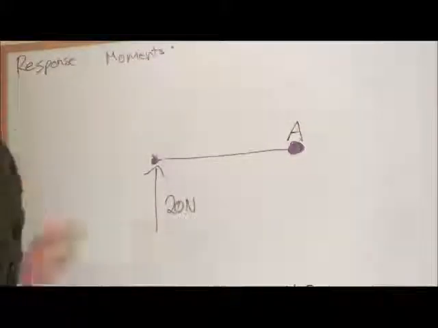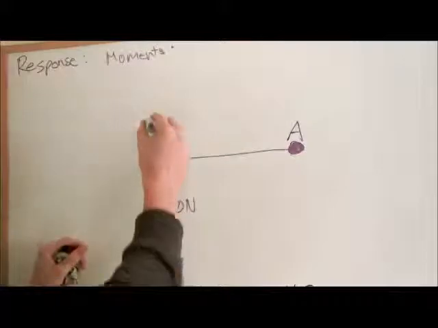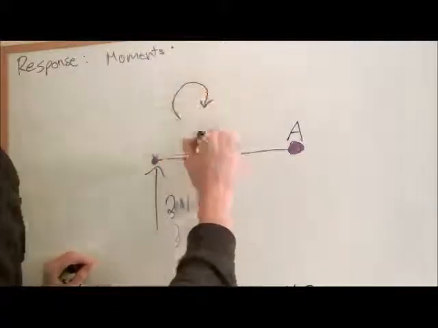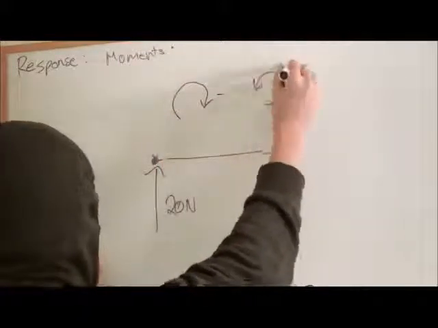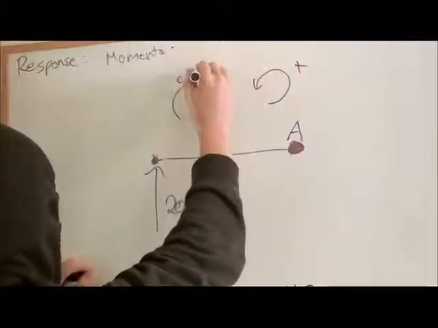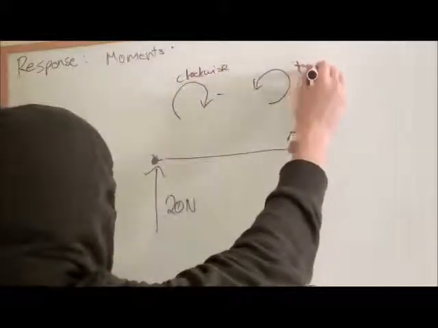Once again, you can intuitively look at that. I'm going to go, well, it's going to go this way. And for most situations, this way will be counted as negative, whereas this way will be counted as positive. So clockwise is generally negative, and counterclockwise is generally positive.